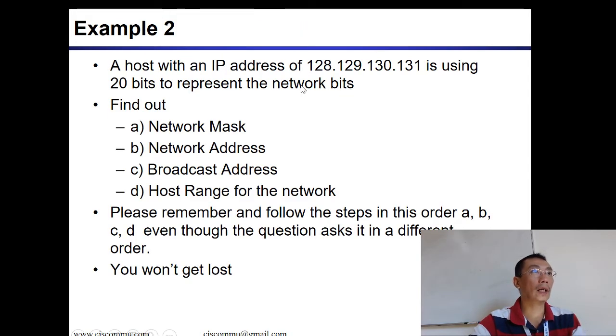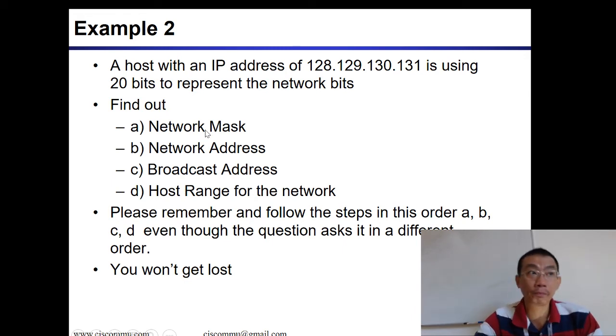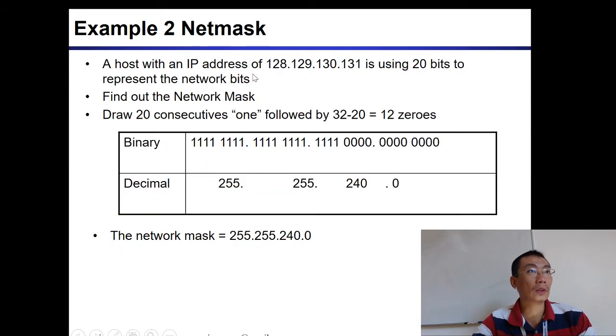Let's say there's a host with an IP address using 20 bits to represent the network bits. You have to find out the net mask, then the network address, the broadcast address, and the host range. However the question comes out, you just follow these steps and you will not get lost. First, you get the net mask, then you get the network address, broadcast address, and host range, in this sequence.